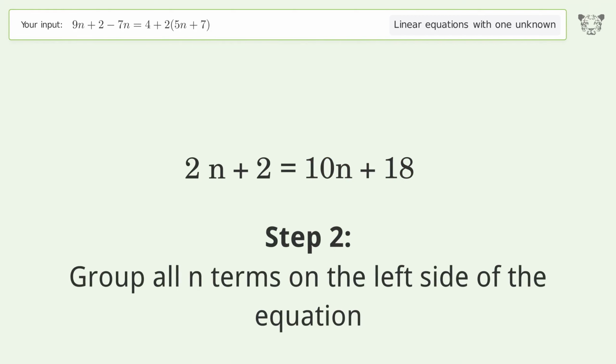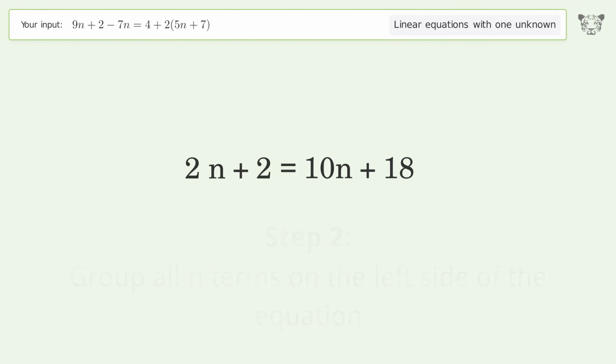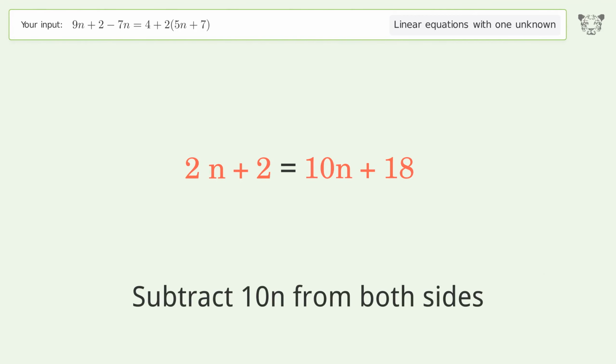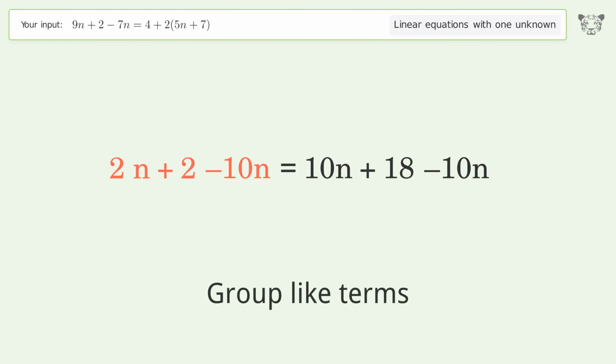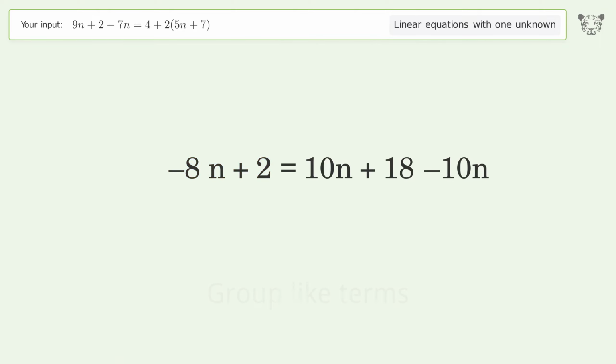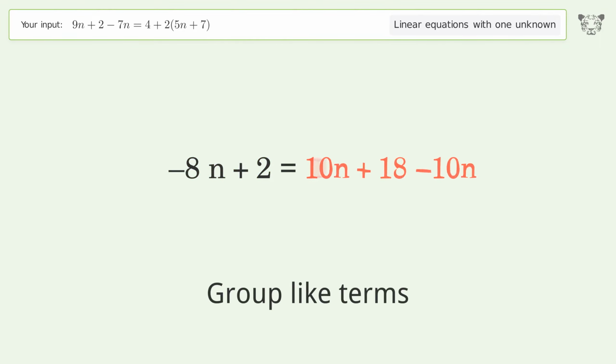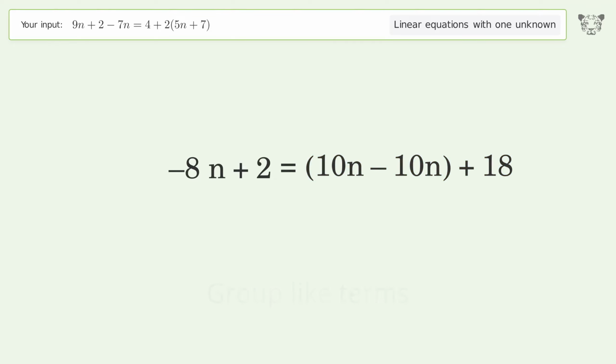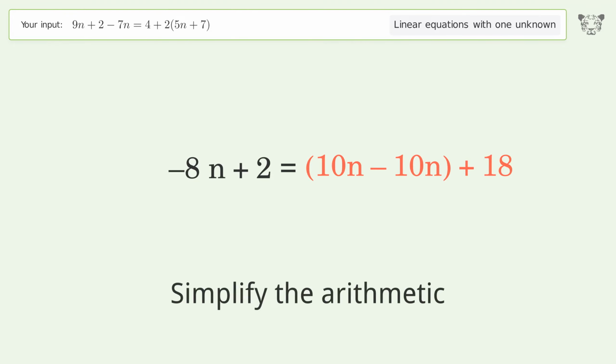Group all n terms on the left side of the equation. Subtract 10n from both sides. Group like terms. Simplify the arithmetic. Group like terms. Simplify the arithmetic.